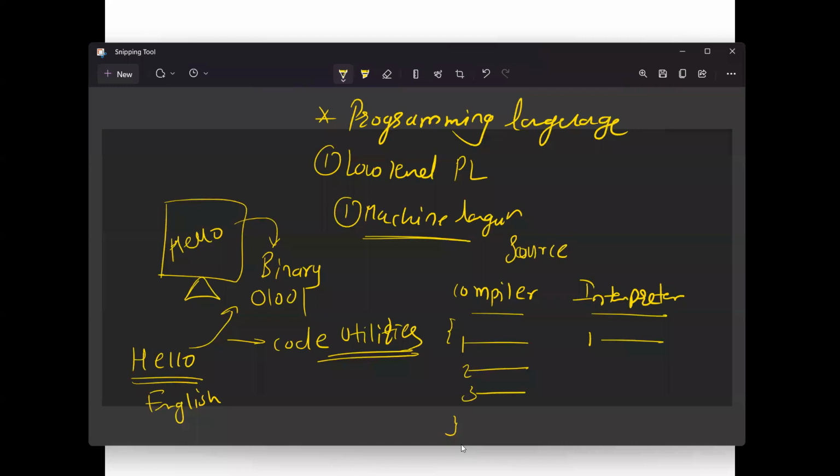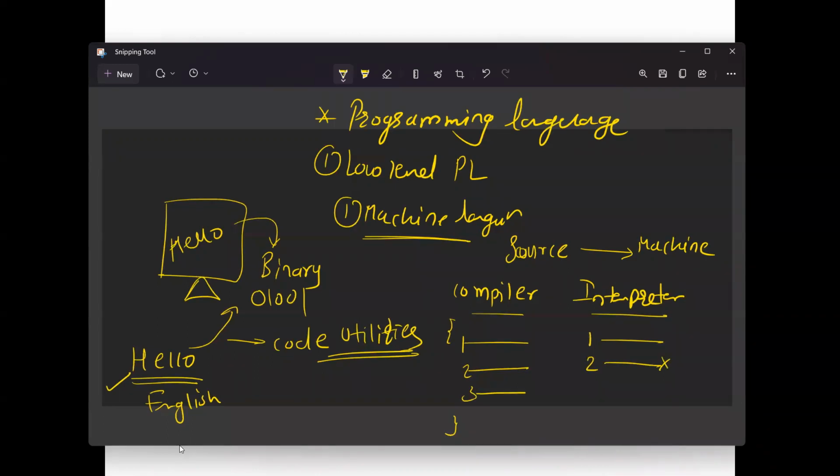What do you mean by source program, guys? Whatever code you are writing, that can be English language, that can be any other language. Okay. Converting source into machine language. This is the role of compiler and interpreter. But at the time of execution, there is a difference. How? Compiler will execute the complete program at once, but interpreter will execute line by line.